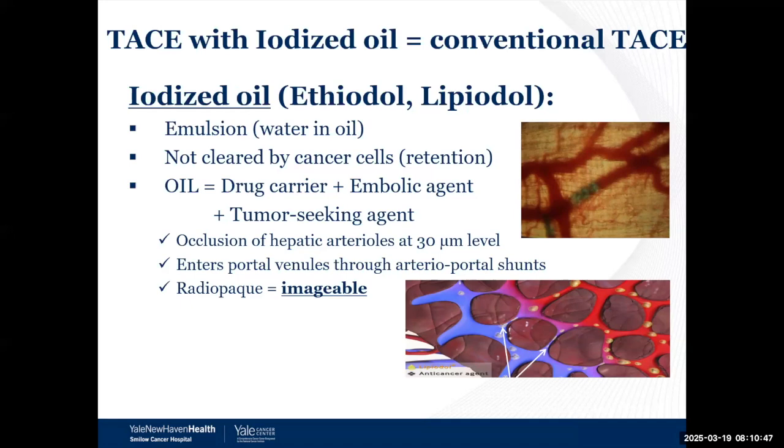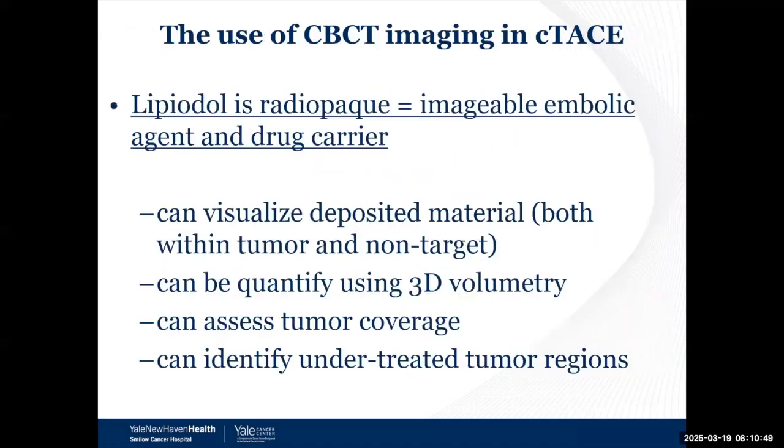That means it's imageable, meaning you know where you're embolizing. It's a hugely important property to have to visualize the deposited material, because you know not only what you targeted at the end, you also know what you didn't target, and what you targeted unintentionally, such as non-target tissue. You can quantify that using cone beam CT, assess tumor coverage in those images, and identify undertreated tumors, for example, whole areas that you didn't cover. You'll know if you have to bring the patient back or not.